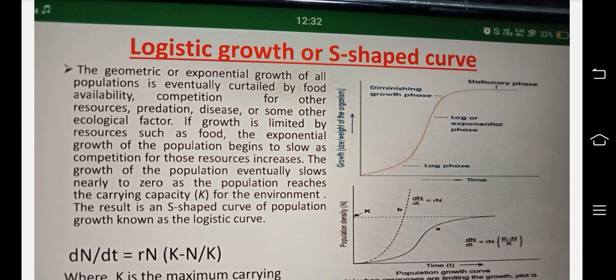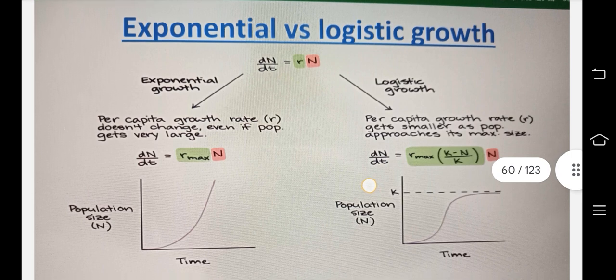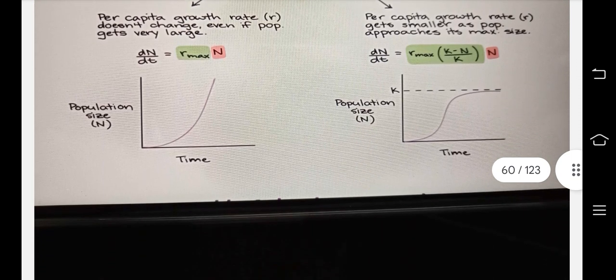The geometric or exponential growth of populations is eventually curtailed by food availability, competition for other resources, predation, disease, or some other ecological factor. If growth is limited by resources such as food, the exponential growth of the population begins to slow as competition for those resources increases. The growth of the population eventually slows nearly to zero as the population reaches the carrying capacity of the environment. The result is an S-shaped curve of population growth, also known as logistic growth. Exponential versus logistic: you can see the difference.